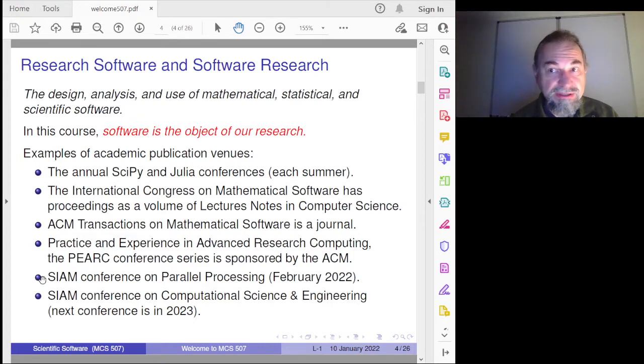Just to make the case that software is important as an object of research on its own. It's essential to do research, but also doing software research, not just caring about research software, is important. So an important point of this course is that you will be able to evaluate software also. So what is good software?